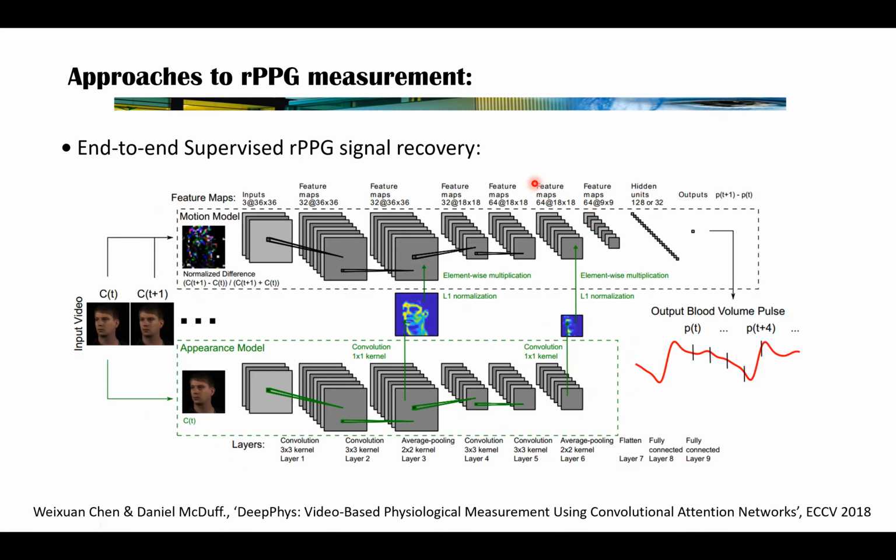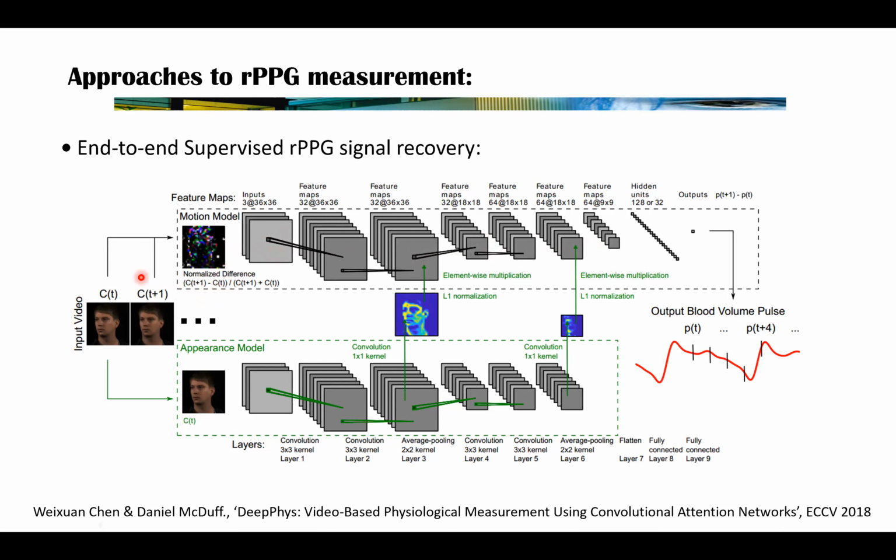After that, I will introduce two classical end-to-end supervised rPPG signal recovery methods. One is the first end-to-end method, in ECCV 2018. In this paper, they first calculate the normalized difference frame from two continuous frames. They assume that the color change will be very subtle. So after they calculate the normalized difference, they map the subtle color change into the normalized difference map, and they can use a CNN to extract the rPPG signal from this kind of map directly.